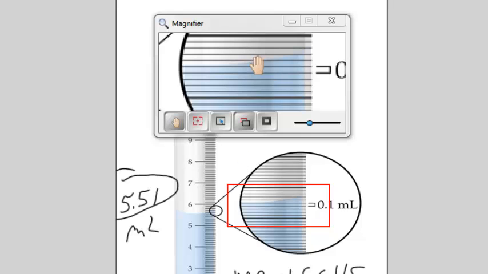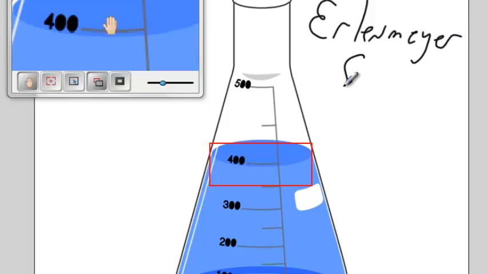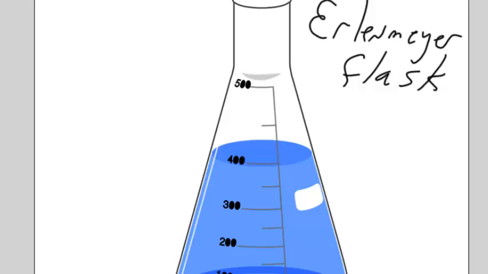Let's look at the next one. This one is what's called an Erlenmeyer flask. You see the shape of this? That's an Erlenmeyer flask. And you'll notice my markings aren't nearly as good as they were in the graduated cylinder. I have a marking at 100, 200, 300, 400, and I have a marking that's every 50. 300, 350, 400.